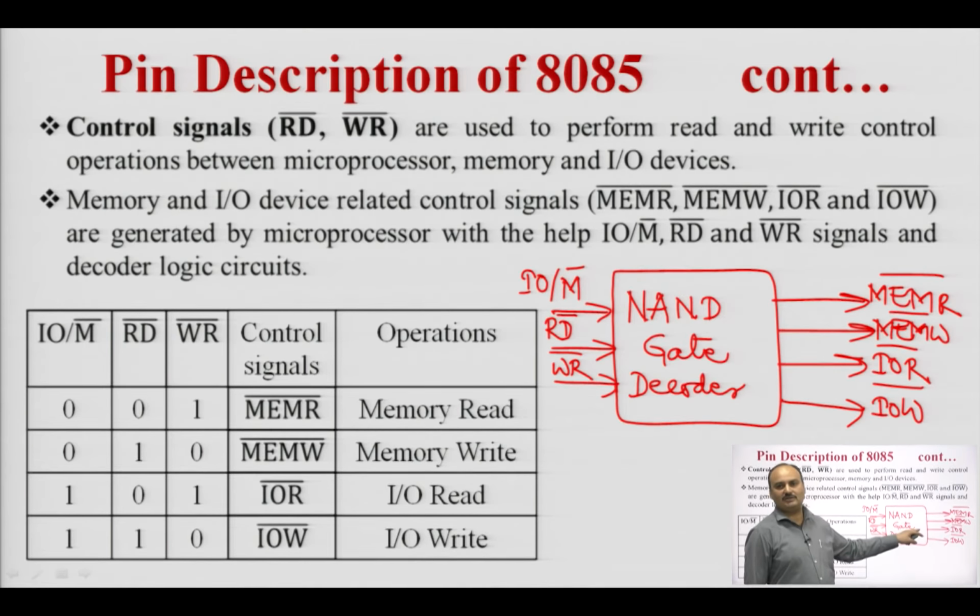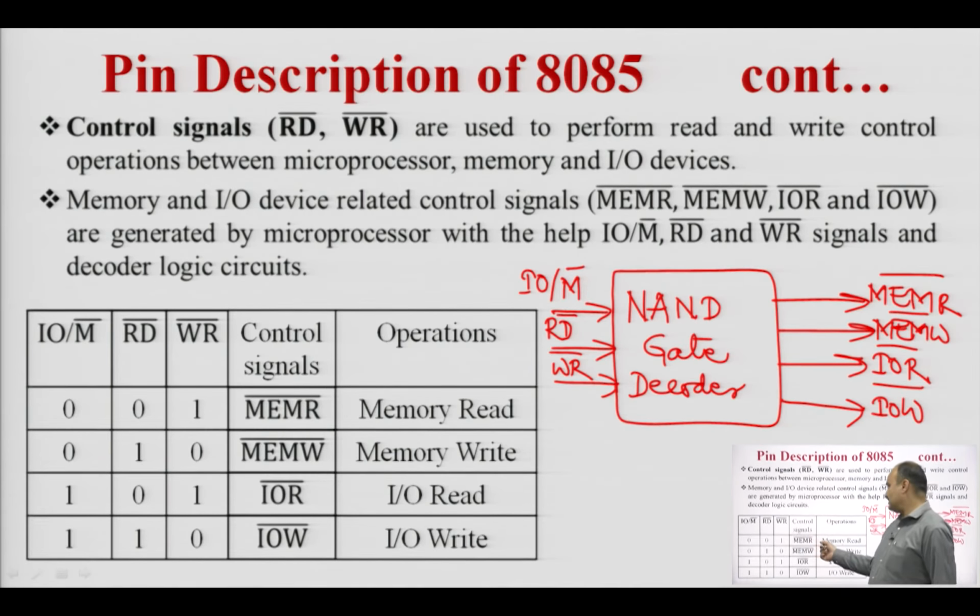Here the NAND gate decoder logic circuit is used. When we apply these signals as input, the input output or memory signal, read control signal and write control signal, the microprocessor will generate the 4 control signals: memory read, memory write, input output read and input output write signal. This way the microprocessor will generate the control signals. Let us see it in the form of this table. Input output or memory, read and write signals are used as input, and the control signal is generated by the microprocessor by the combination of these signals along with the operation performed by the microprocessor.